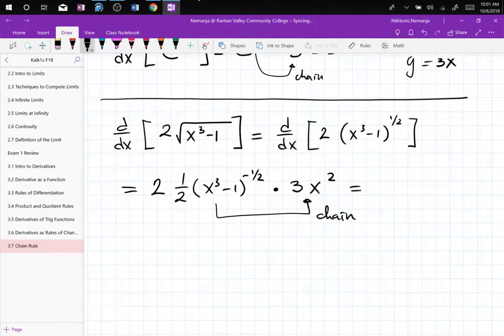For the total, these halves cancel, giving 3x squared divided by the square root of x cubed minus 1. Because negative 1/2 is going to push into the denominator, and the half is the root. So negative pushes down and the square root is given by a half.